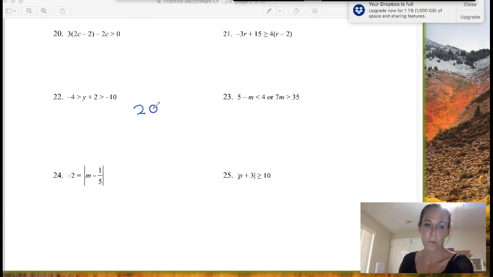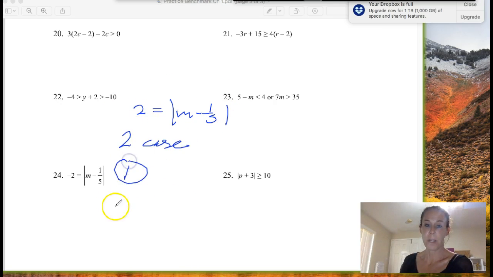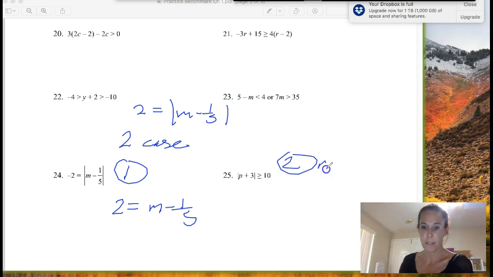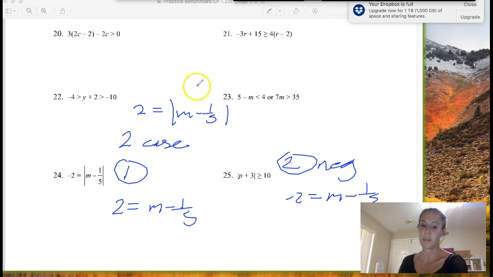Now I'm going to show you real quick. If this were 2 equals m minus 1/5, now I could solve this. I would have two cases. The positive case would be 2 equals m minus 1/5, and the negative case would be -2 equals m minus 1/5. And I would solve both of these cases.